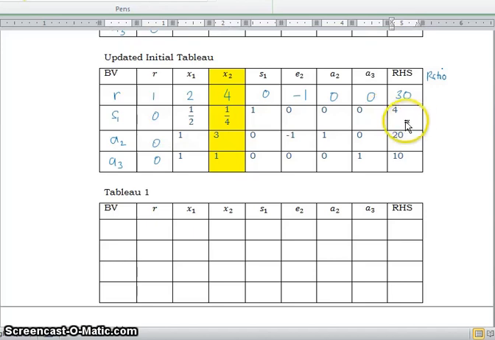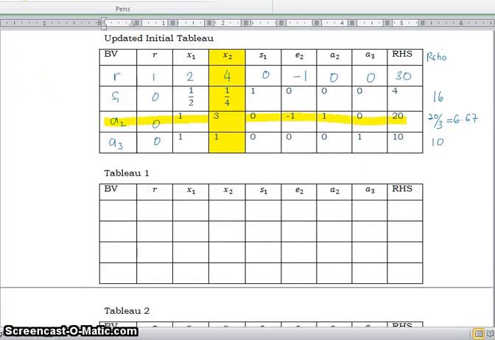Okay, the ratio for row 1 is 16. The ratio for row 2 is 20/3 or 6.67. And the ratio for row 3 is 10. Since A2 has the smallest ratio, therefore A2 needs to leave the basis. Now we can update the tableau.